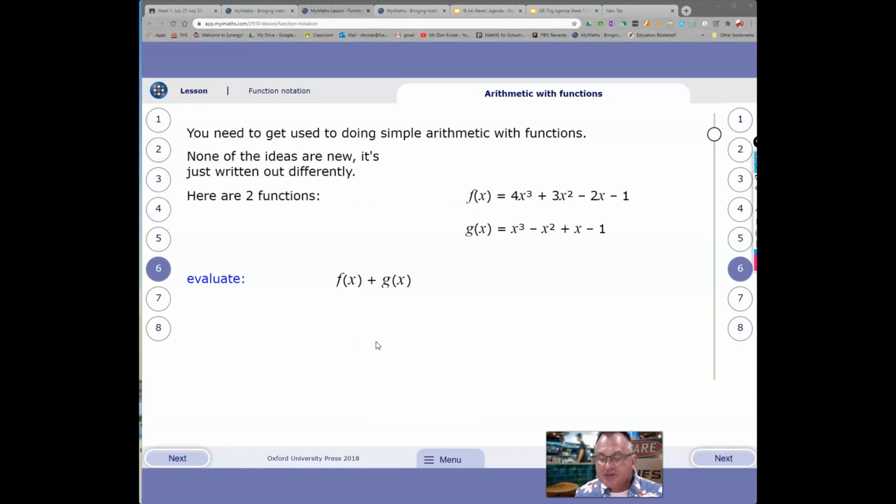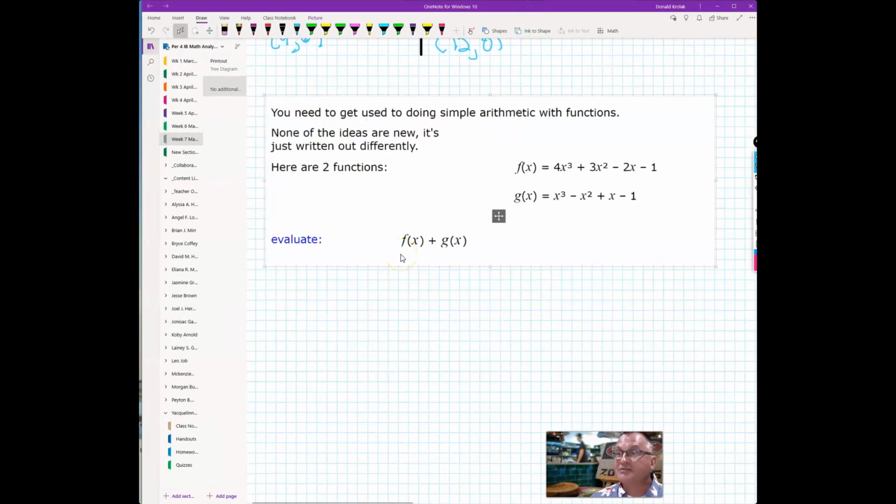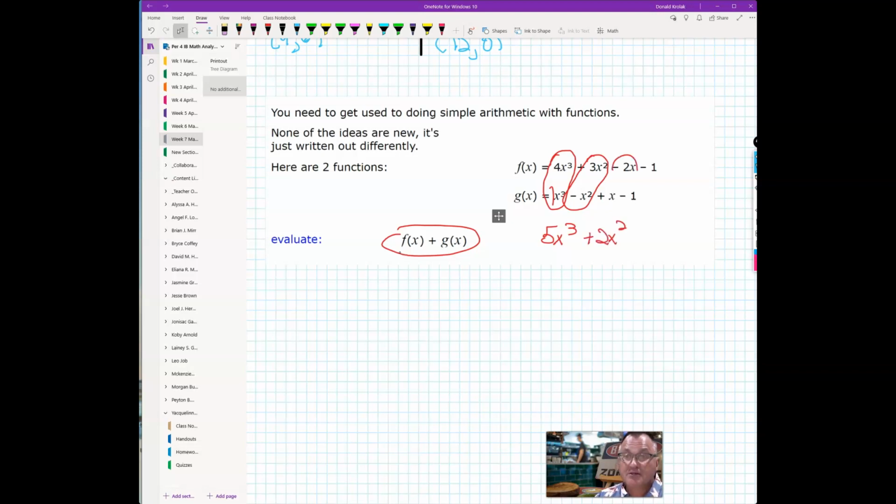The next part is we're going to go over how do you add and subtract functions. To add and subtract functions, you're simply adding and subtracting like terms. So there's our example here. If I'm adding two functions, I'm adding the like terms. Both of these are like terms, so I'm going to add them. That's 5x cubed. Both of these are like terms, so I've got 3 plus negative 1, which is 2. These are like terms, so I got negative 2 plus 1, negative 1.